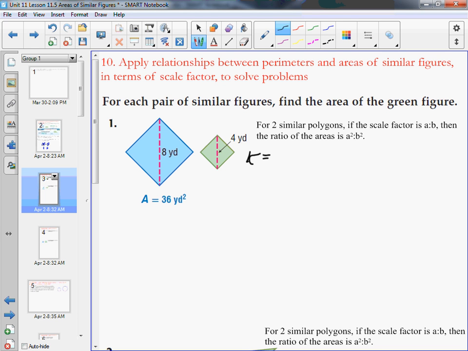So the scale factor, and just be consistent when you write it. Like we've done before, I usually go left to right. So on the left, that's 8. On the right, that's 4.